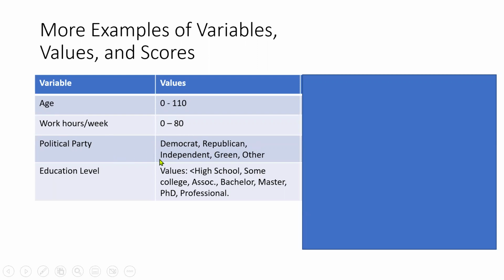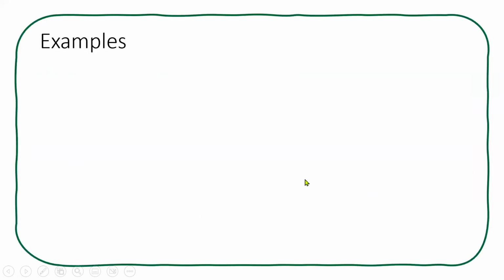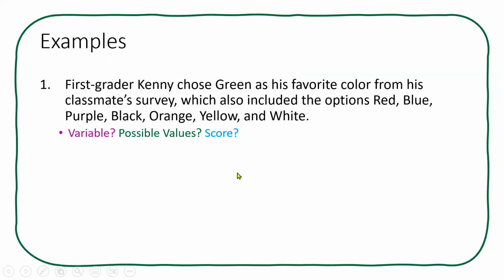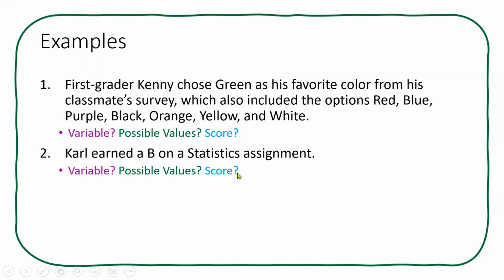Political party, well, here we have to list them. And education level, this might be a way I'd organize it: less than high school, some college, associate, bachelor, master, PhD, professional. Maybe I'd put all of those. We're not going to look at that last column just yet. And let's look at number 2.